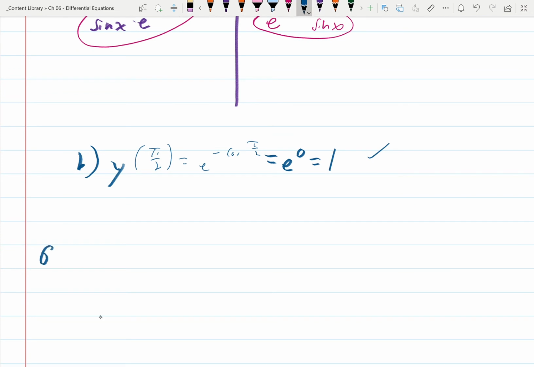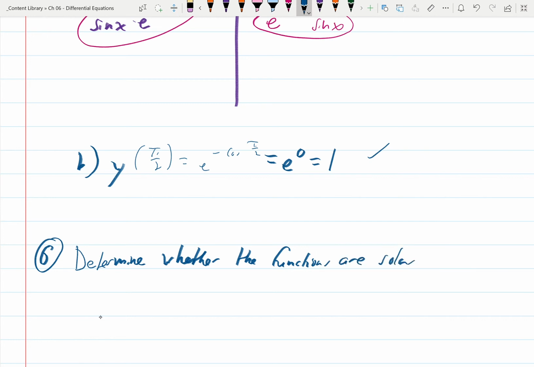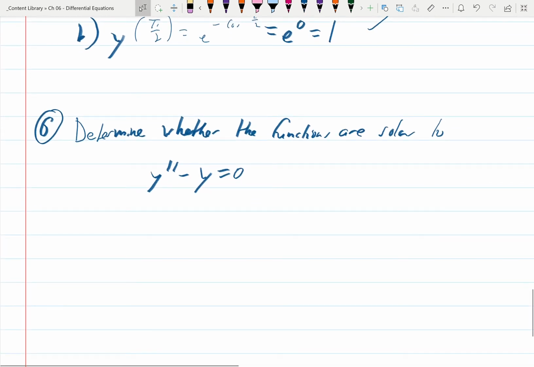Okay. Lastly, I know I said that before, there was one more. Determine whether the functions are solutions to y double prime minus y is equal to 0. I'm going to give you three of them.